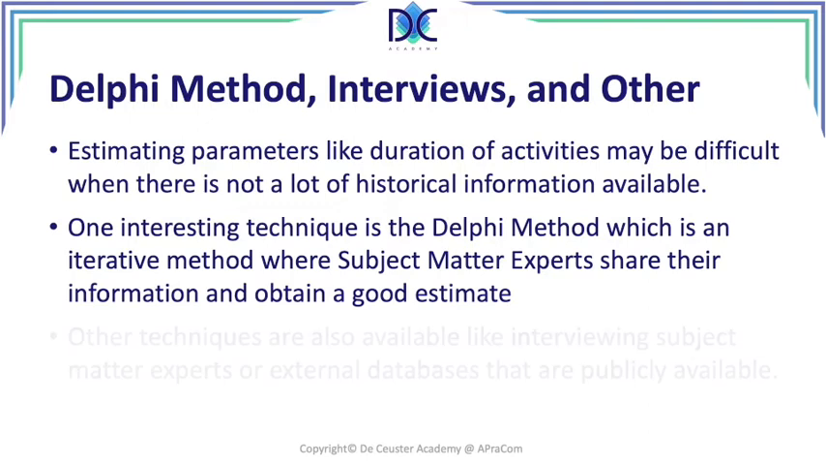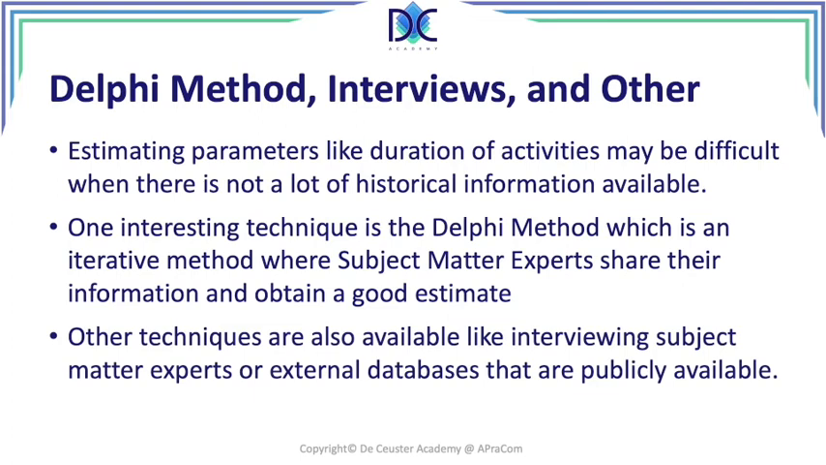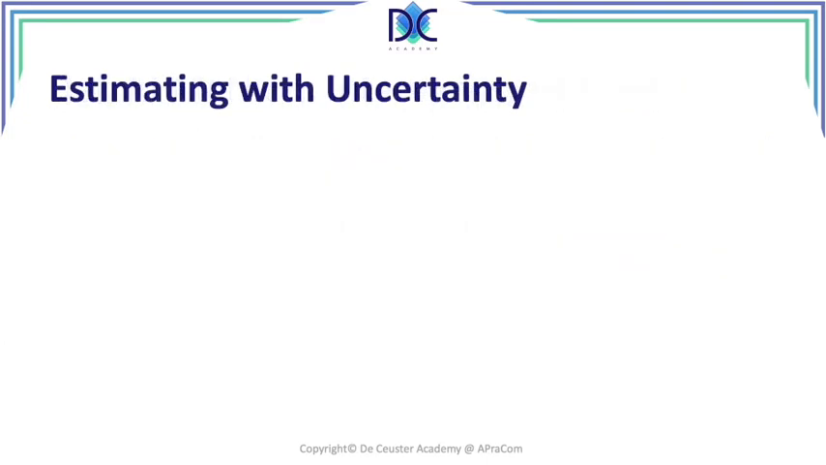We also may look at other techniques. We can interview different subject matter experts. We can look at external databases, which are typically publicly available. Another thing we can do when we are estimating is to include uncertainty in the estimation.